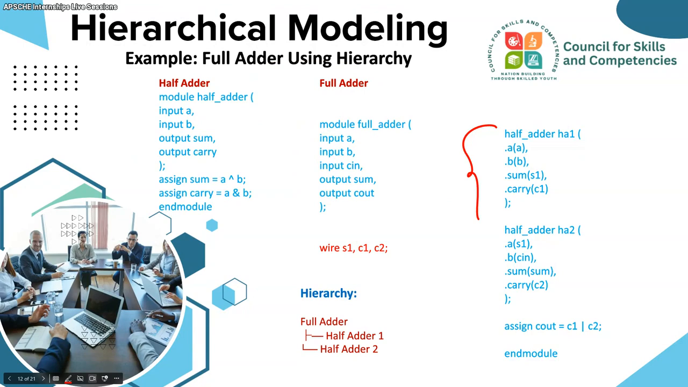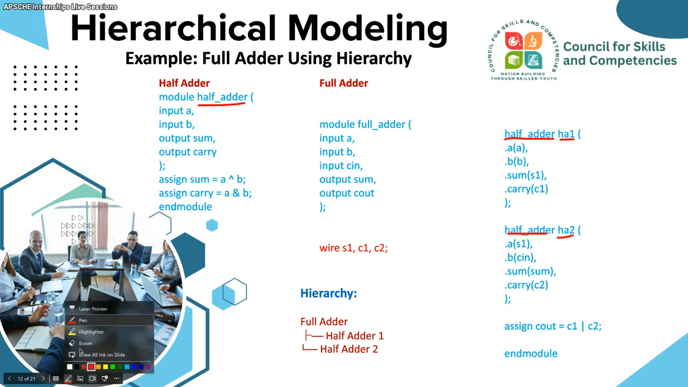Okay, so now, already you know, I can create an instance. So I can create two instances. See, half adder, half adder 1 and half adder 2. I am able to create an instance. That is the idea. Okay, no problem.